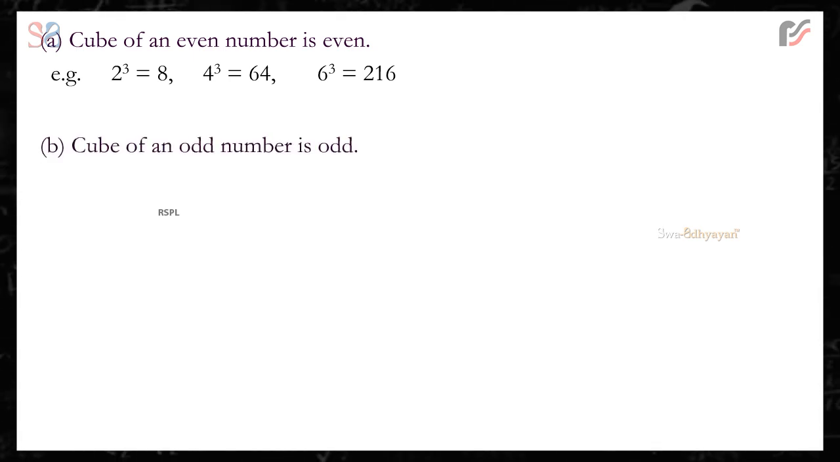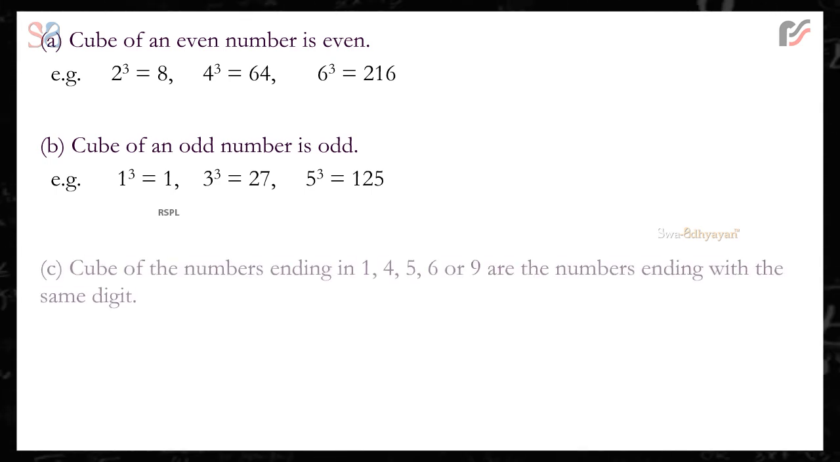B. Cube of an odd number is odd. For example, 1 raised to the power 3 is equal to 1. 3 raised to the power 3 is equal to 27. 5 raised to the power 3 is equal to 125.